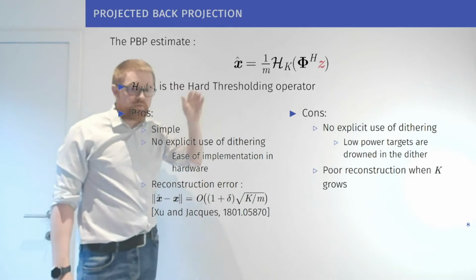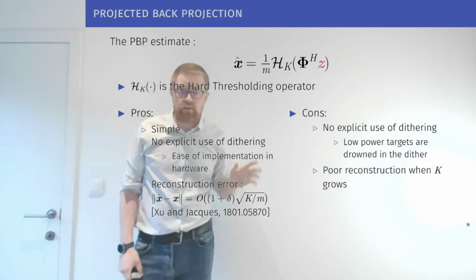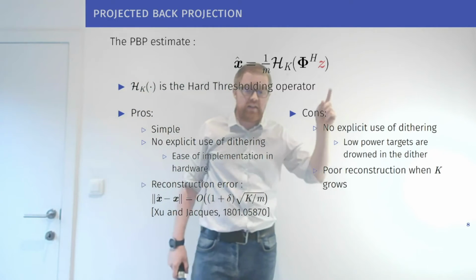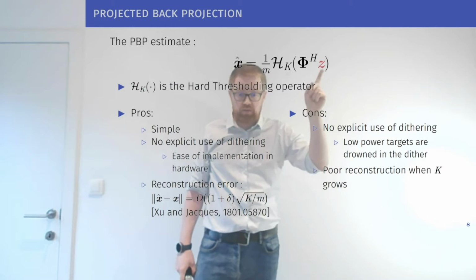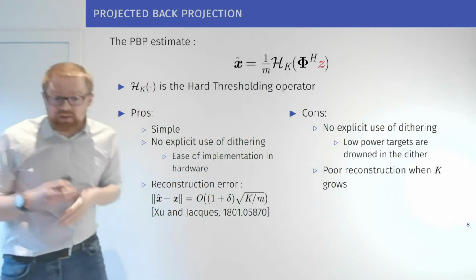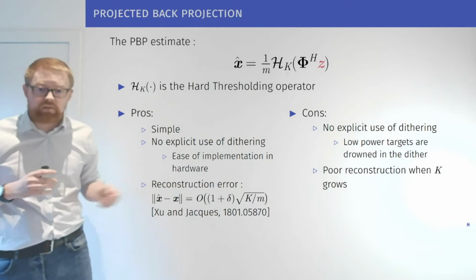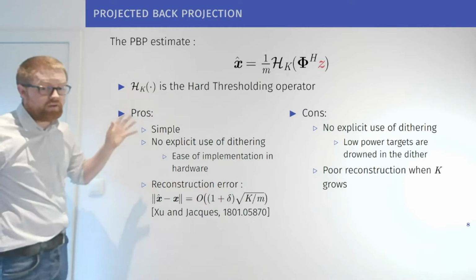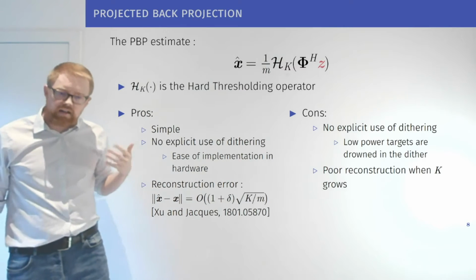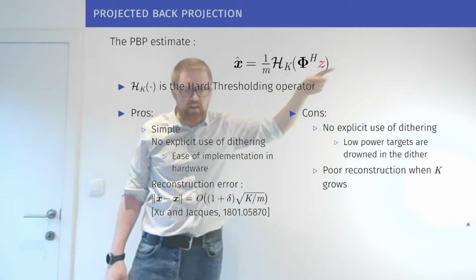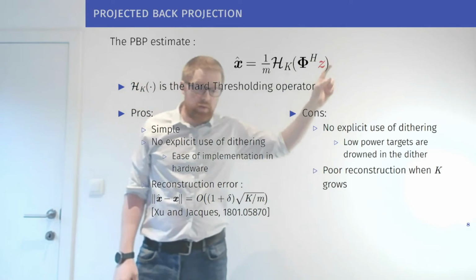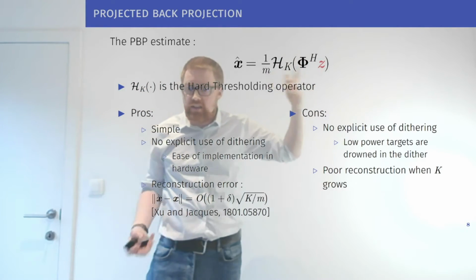Here, again, I'm just going to review the simple algorithm that one can use, which is the projected back projection, which simply said is just a matched filter that you apply on your quantized measurement, and then you pick the k best elements out of that. Because it's so simple, it comes with lots of pros and cons, so let's go through it. First one, super simple, everyone can implement that. So simple, actually, that you don't really use explicitly the dithering that was used. It is applied to those measurements, but you don't really see it here in the equation.